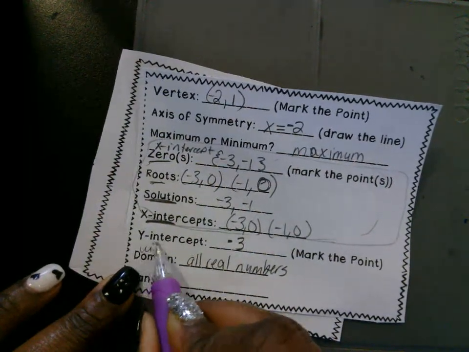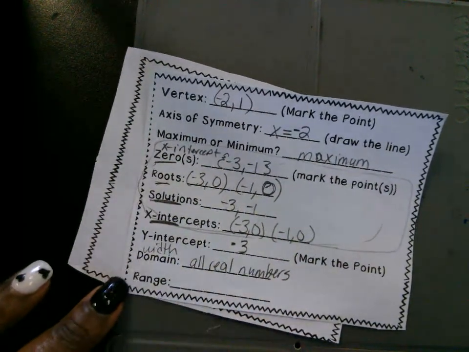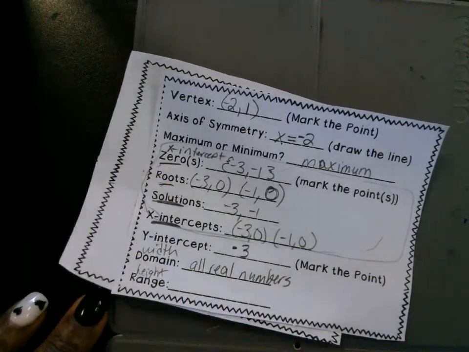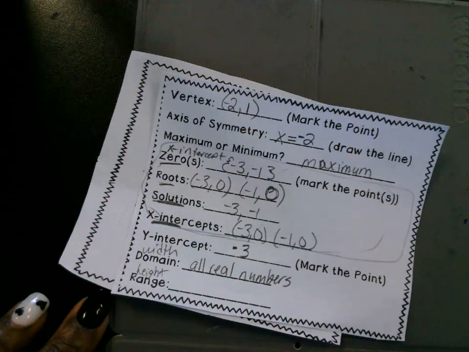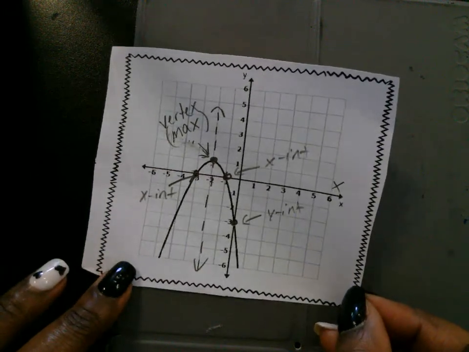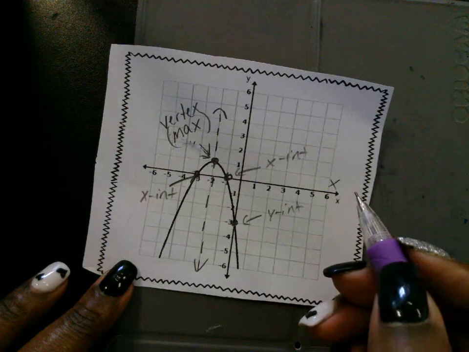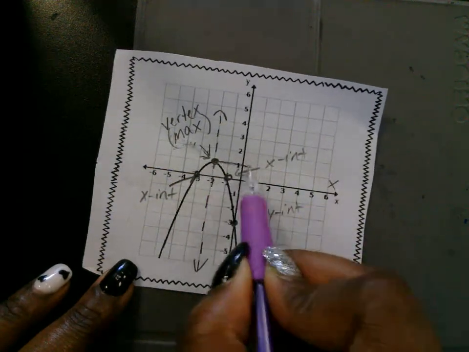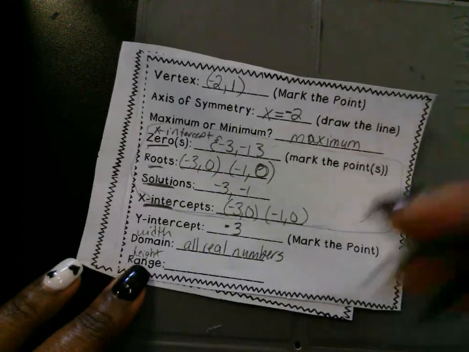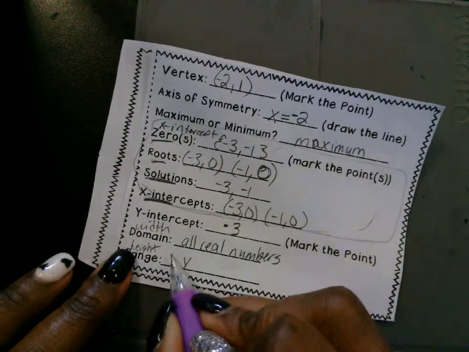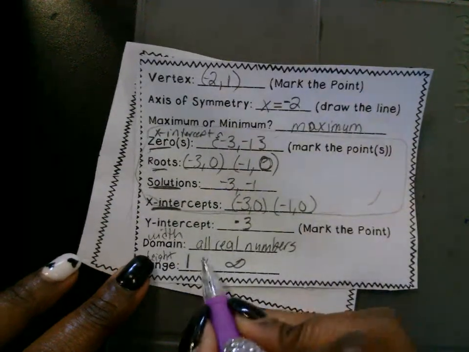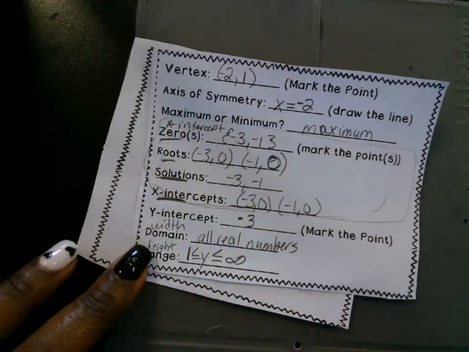Domain, that's talking about the width. If you want to put width, that might help you remember it. And range is the height. That might help you remember it. What's the height of the parabola? Where does it start? The height is at 1, and it goes from 1 to infinity. So it starts at 1 and goes all the way to infinity. Less than or equal to, less than or equal to.